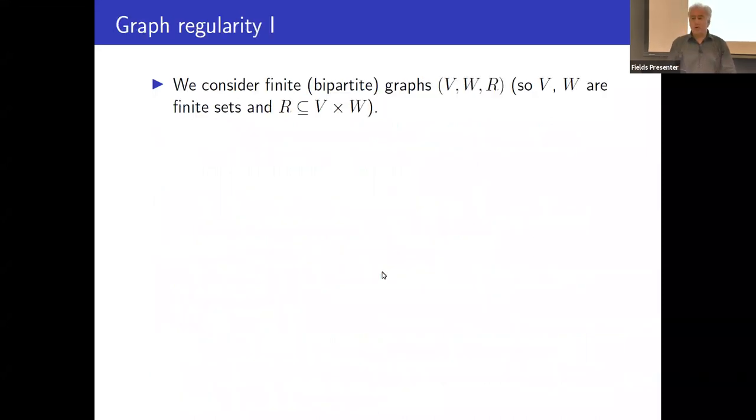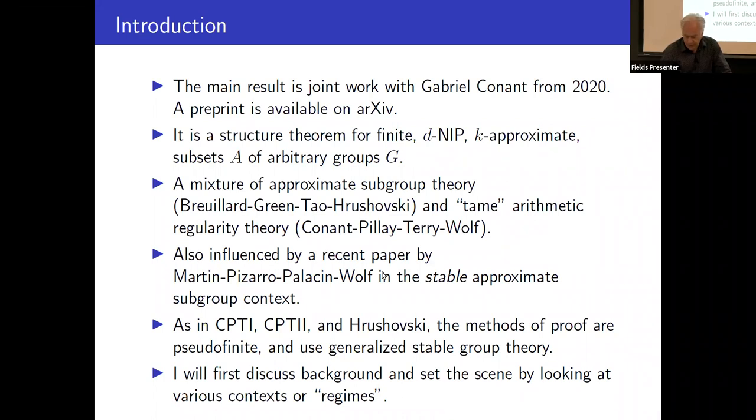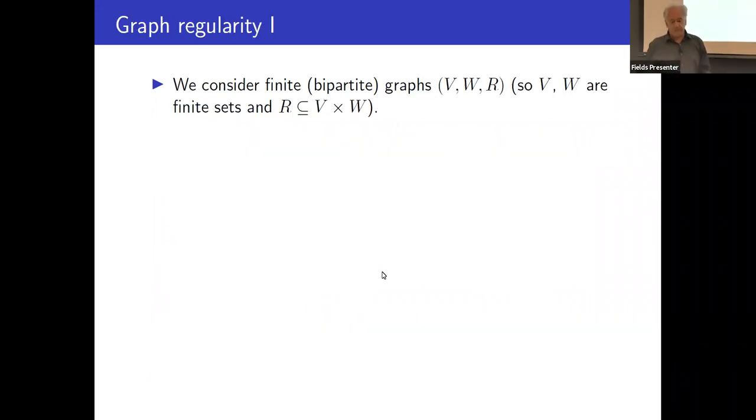So the first regime or context is graph regularity. This is just background, setting the scene for the kind of objects that we're thinking about and a little bit of historical background. I won't give full historical background, but I'm just going to discuss some of the basic themes. Graph regularity is about finite, and I'll say bipartite graphs. So there are two vertex sets, V and W, and the edge relation R. V and W are finite sets, and R is simply a subset of V cross W. That's the edge relation: two vertices are connected by an edge if they're in the relation R.